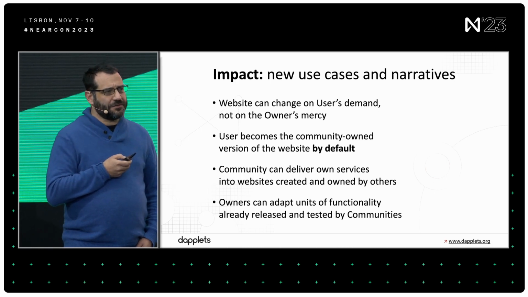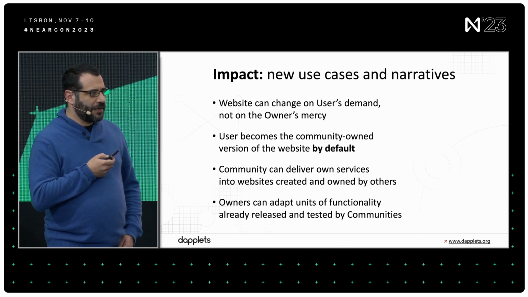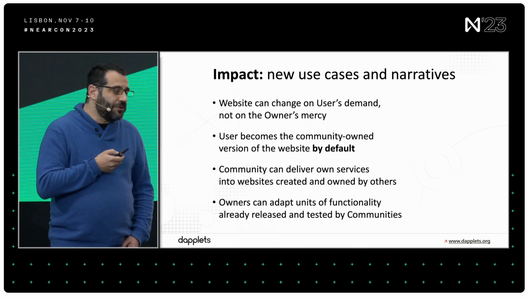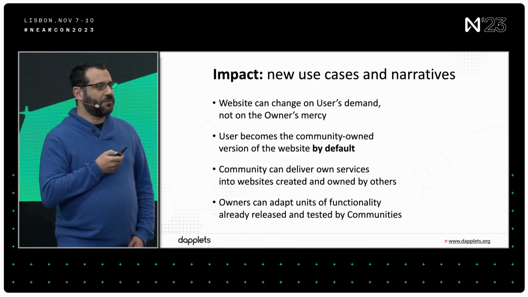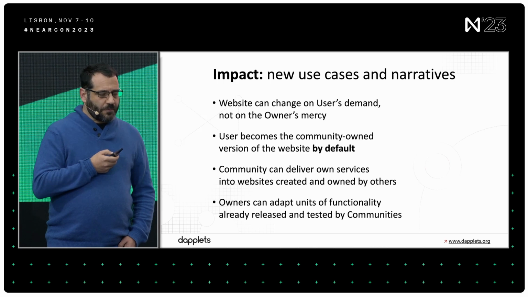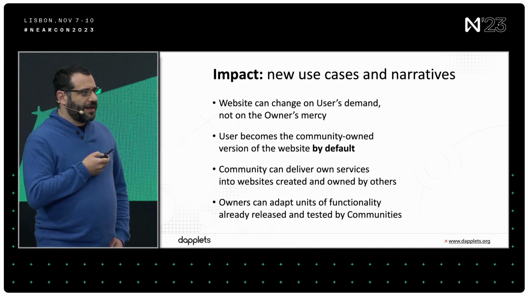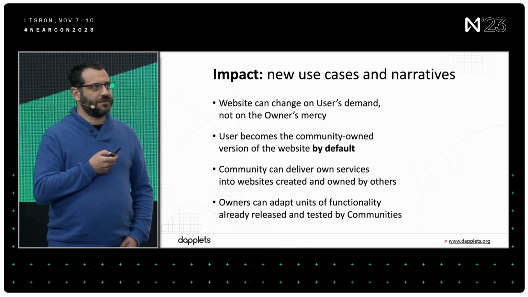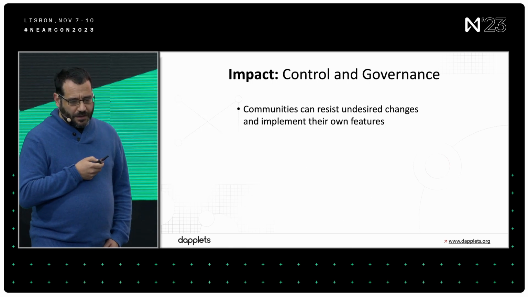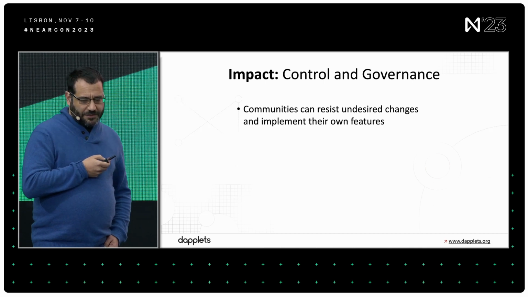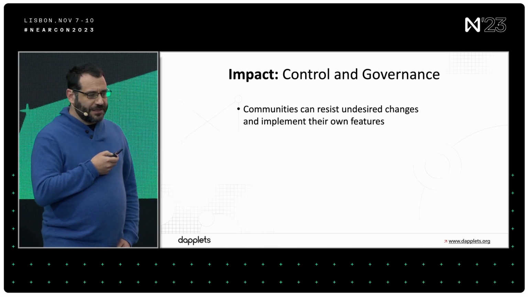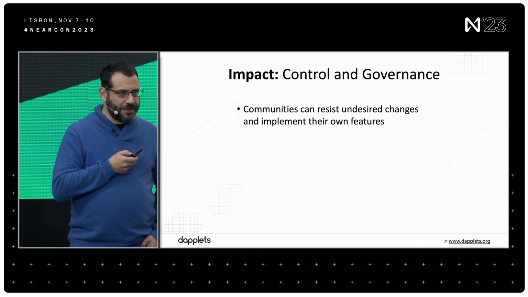It means currently owners receive a lot of feature requests and should implement them, or pull requests and should believe that it will work well. But in mutable web, owners should only accept already tested applications with real usage. It's very easy. Control and governance will change as well. Communities can resist undesired changes and can implement own features.